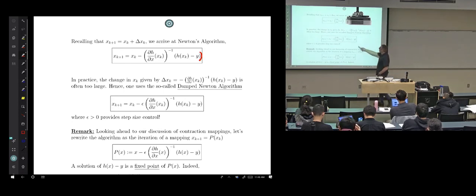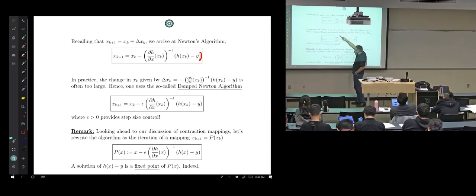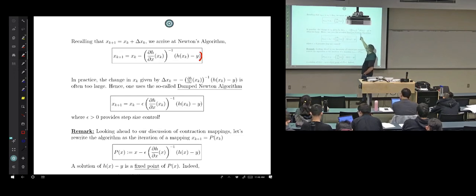Okay, now the problem is often if you're not very close to your initial point, this will be really, really big, and hence the whole basis of your algorithm is actually false. And so people introduce a scaling factor in here that's small, say 0.1 or something, and it's called the damped Newton algorithm. So this is step size control.